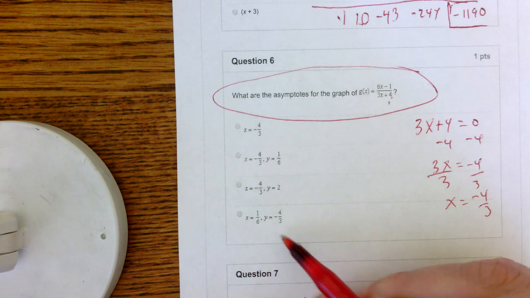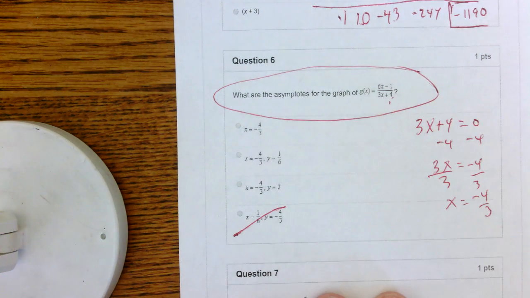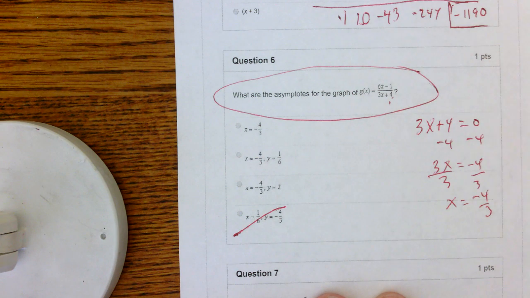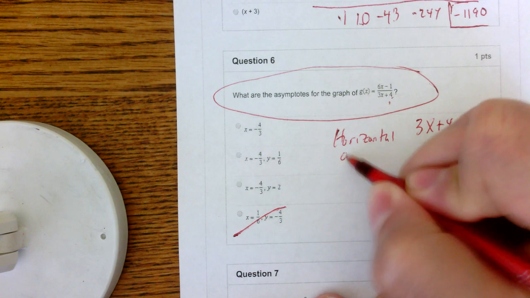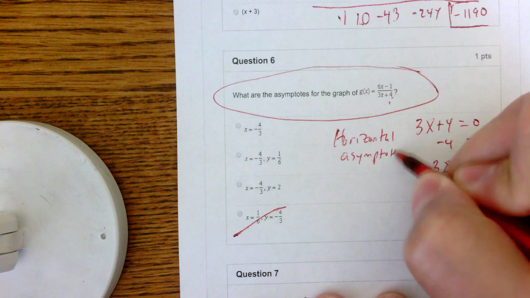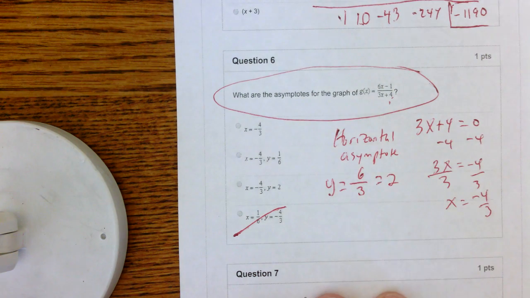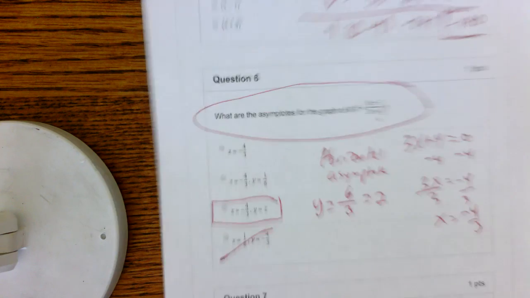So the vertical asymptote's x equals negative 4. So you know that's not the answer. It could be any one of those 3. But since the degrees on the numerator and denominator are the same, we divide the coefficients to find the horizontal asymptote, which is 6 divided by 3, which is 2. So y equals 2. So this is the answer here, and we can move on.